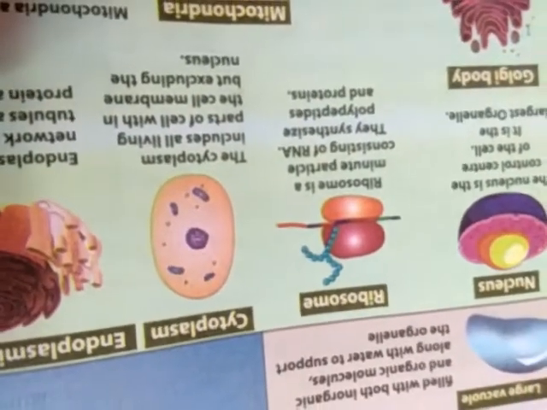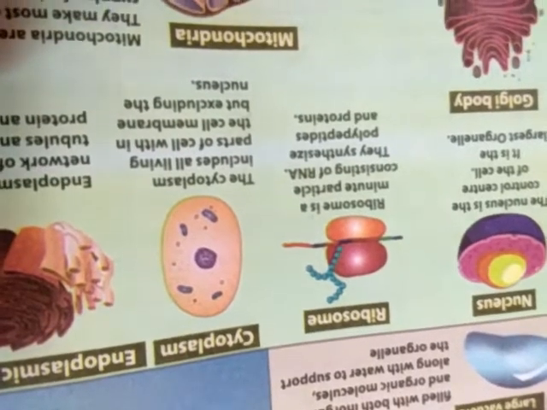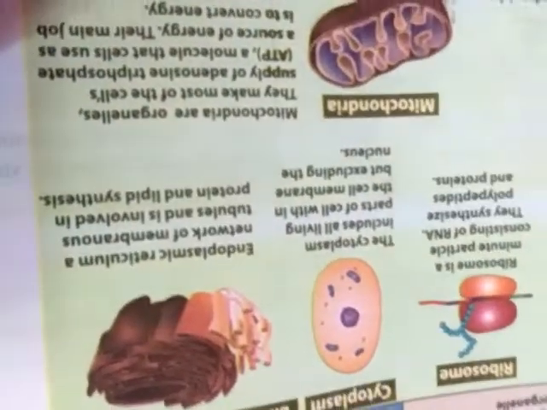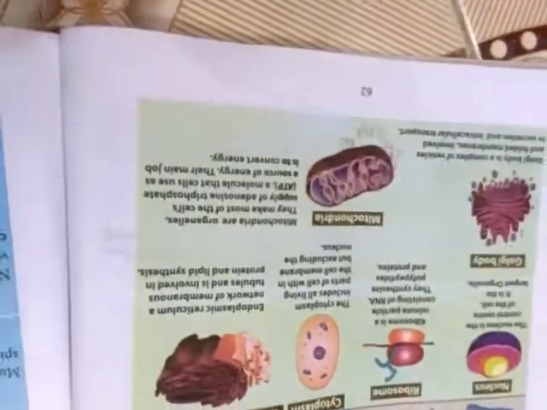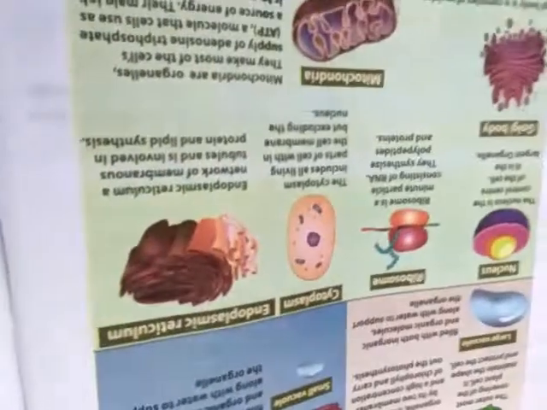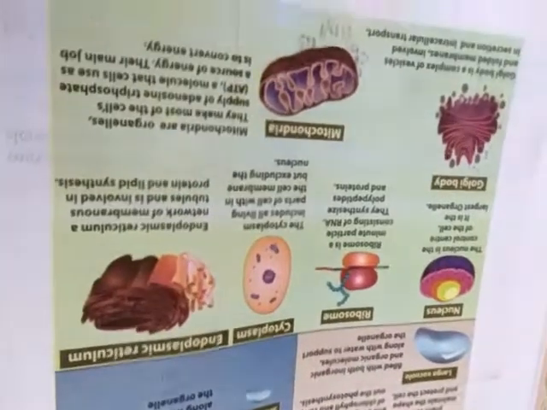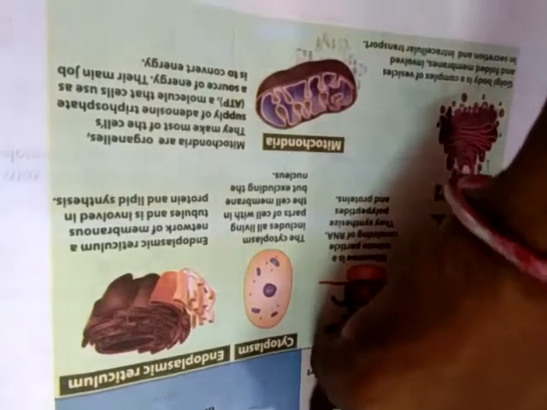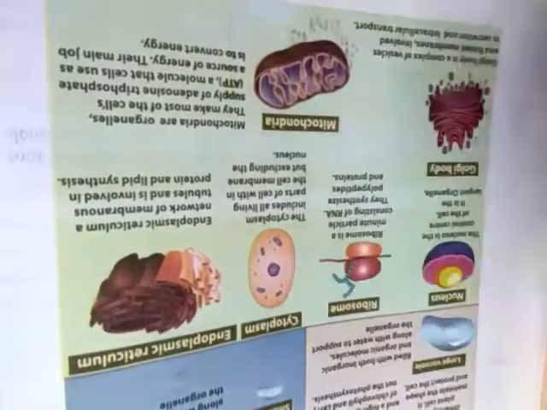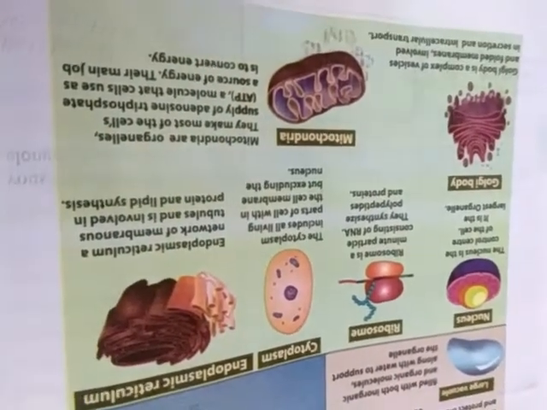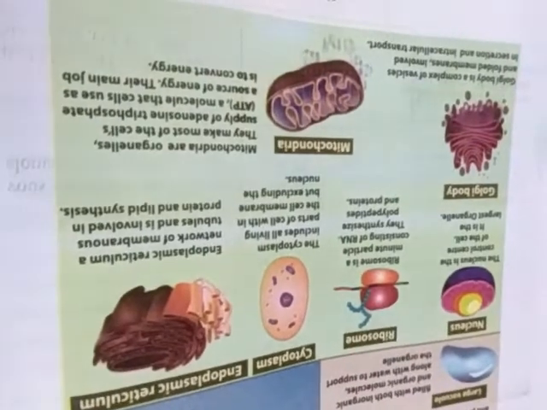So next one, ribosome. A ribosome is a minute particle consisting of RNA. They synthesize polypeptides and proteins. So providing proteins. Next one, cytoplasm. Cytoplasm includes all the living parts of the cell within the cell membrane but excluding the nucleus. It protects the cell membrane. Endoplasmic reticulum. This is the endoplasmic reticulum. It is a network of membranes and tubules involved in protein and lipid synthesis in the cells.